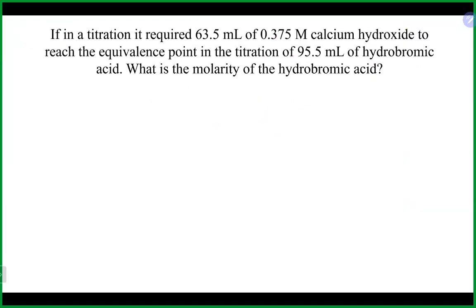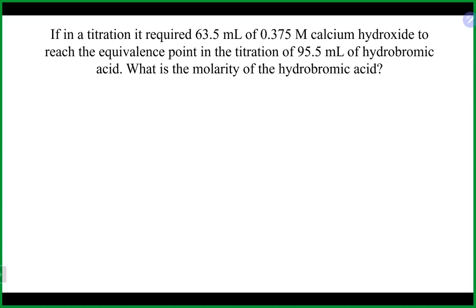All right, I think we did not do this example because I remember messing up the previous example. So I think we're on this one, so let's do this one here. In a titration, it requires 63.5 milliliters of calcium hydroxide to reach the equivalence point with 95.5 milliliters of hydrobromic acid. What is the molarity of the hydrobromic acid?